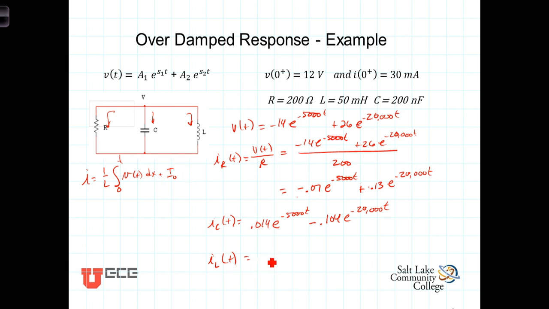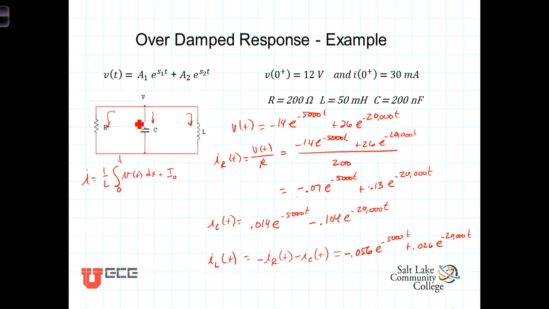Or you can use, again, Kirchhoff's law, and I sub L of t would then equal negative I sub R of t minus I sub c of t. And when you do that, you'll get the same result as you would have if you had integrated correctly, and that is equal to negative 0.056 e to the minus 5,000 t plus 0.026 e to the minus 20,000 t.